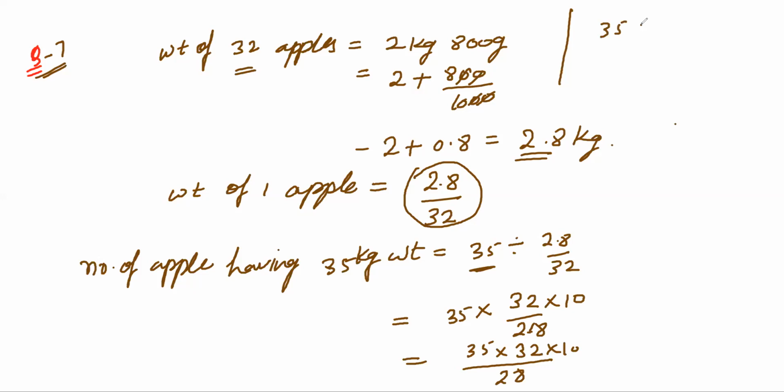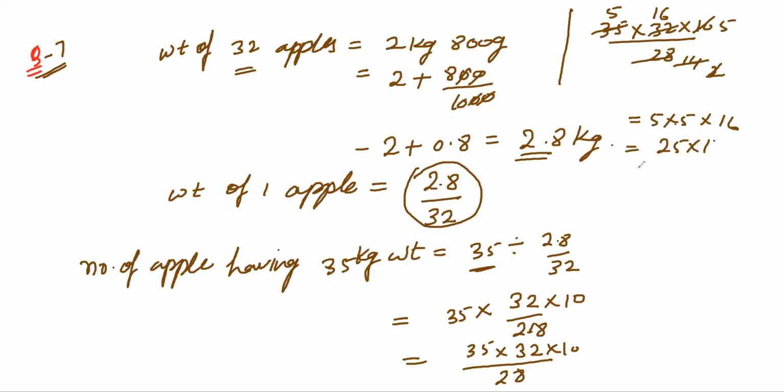35 into 32 into 10 upon 28. So 2 ones are 2, 2 fours are 8, and 2 ones are 2, 2 sixes are 12. 7 twos are 14, 7 fives are 35. So 2 ones are 2, 2 fives are 10. Now multiply 5 into 16, beta. So 25 into 16, what is the answer? 400. Okay.